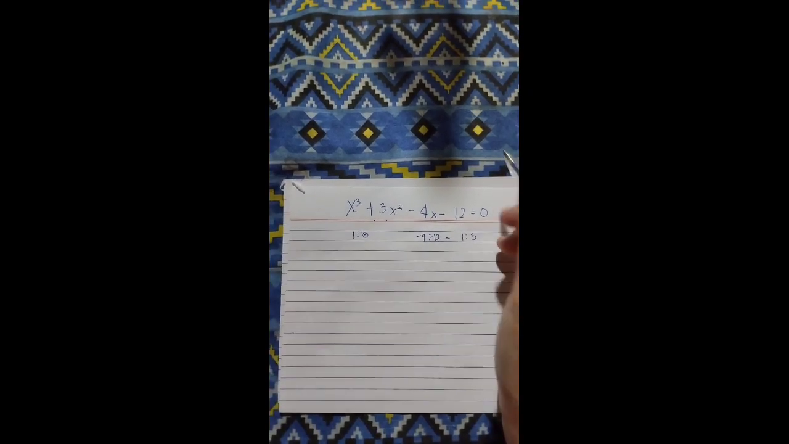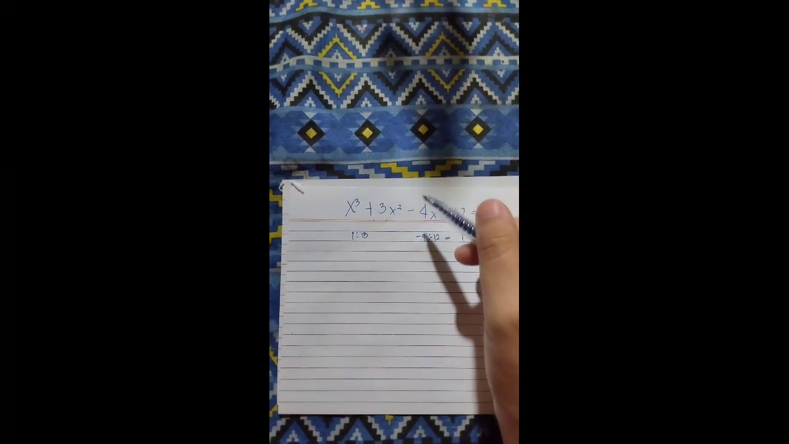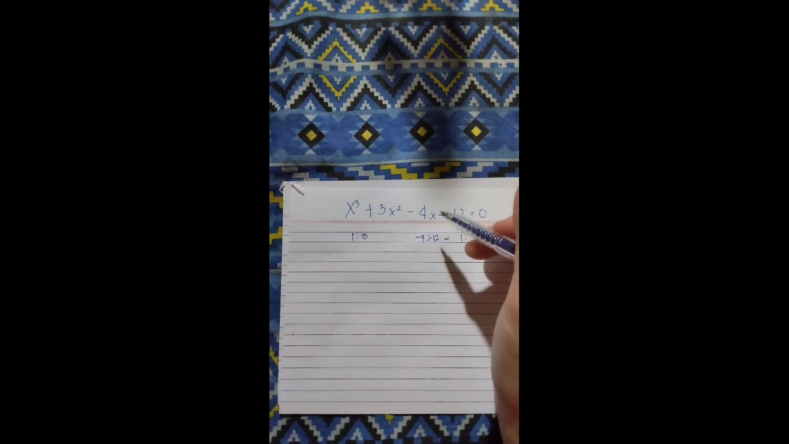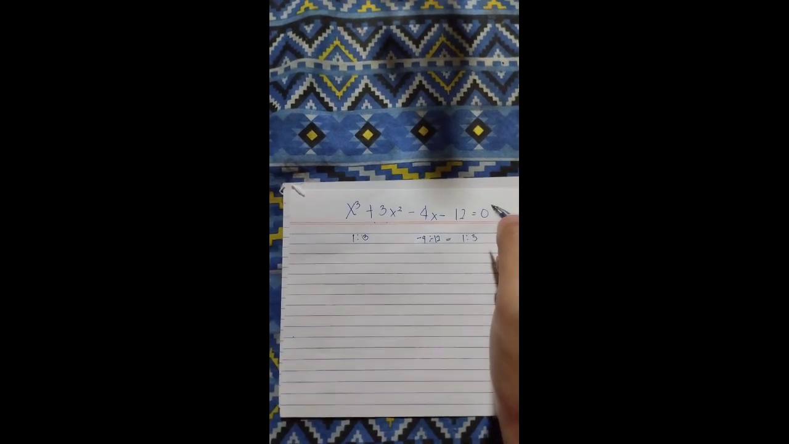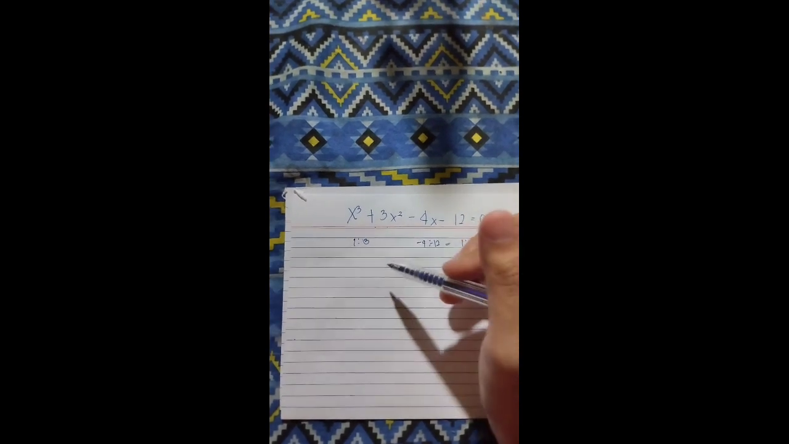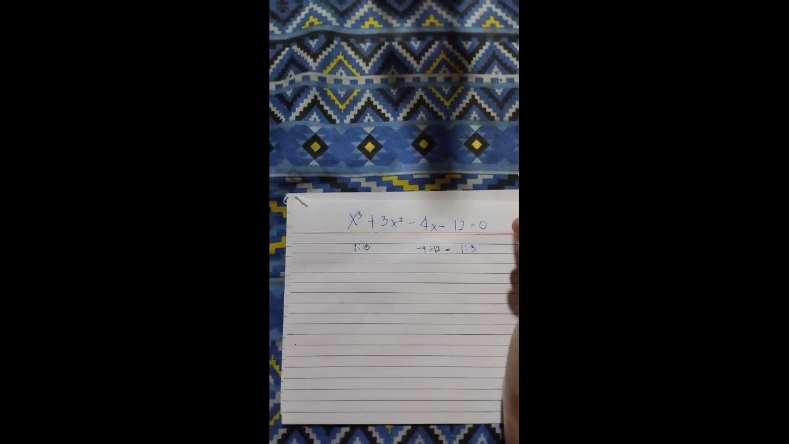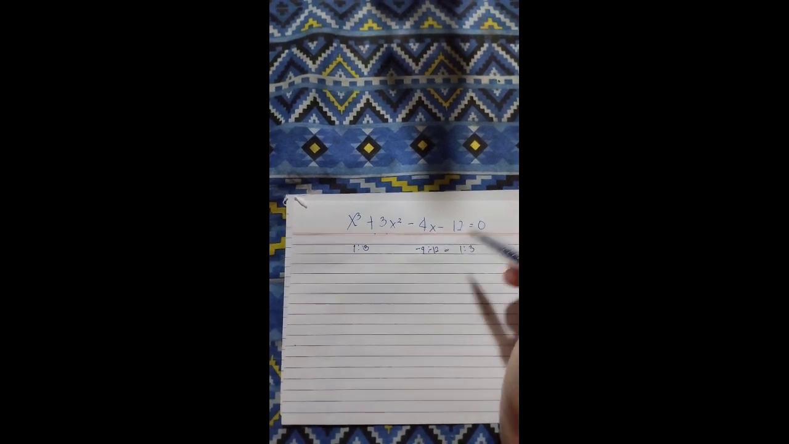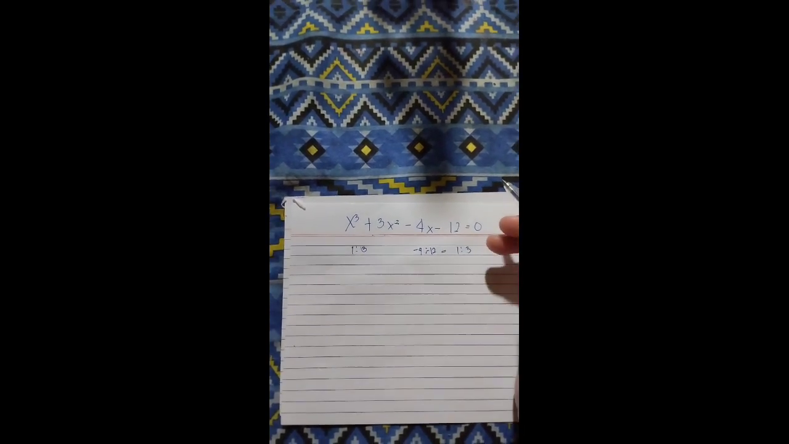So let's try to solve this equation. We have x cubed plus 3x squared minus 4x minus 12 equals 0. Our target here is to solve for the value of x. As you can see, we have 4 terms, right? So let's check first if we can solve it by factoring and grouping.